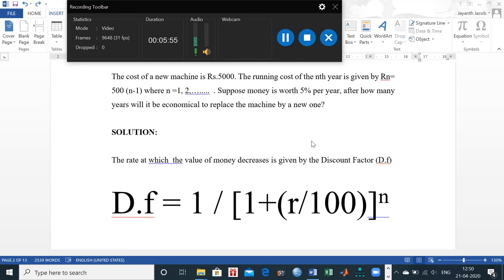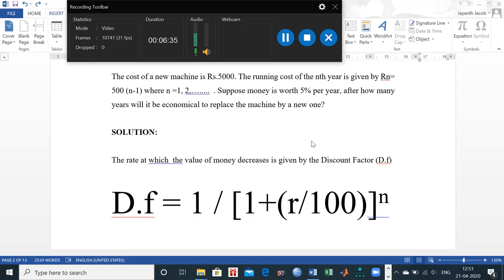But in the case of salvage value or the scrap value, when I use the discount factor equal to 1 divided by (1 plus r by 100) to the power of n, then let's say the salvage value of a machine is 10,000 rupees, and the salvage value at the end of the first year is 8,000 rupees, and this 8,000 rupees that I'm mentioning is the non-discounted cost.